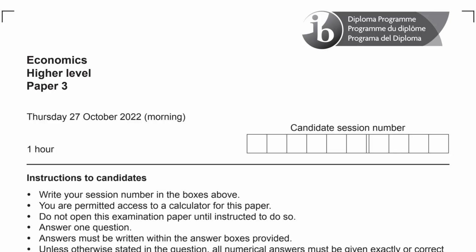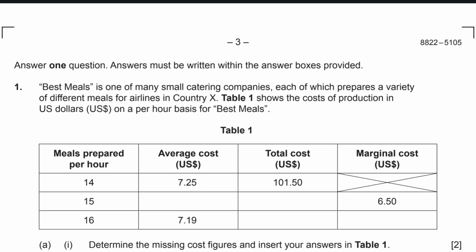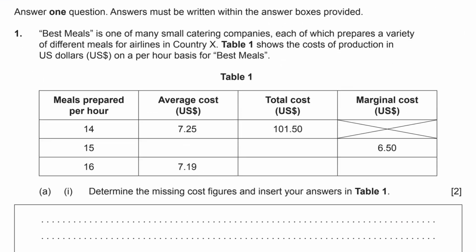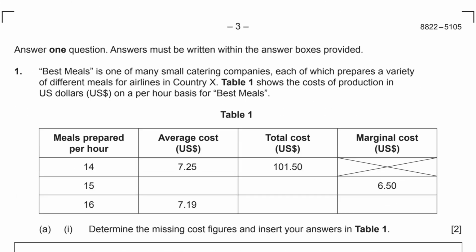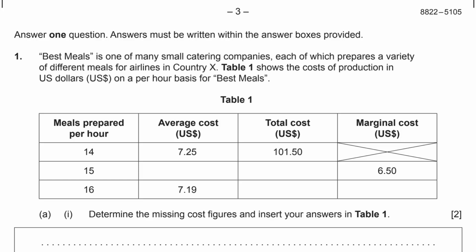Okay, so enough waffle. Let's have a look at some of the questions that we have to do for Paper 3. Now, you only have to answer one question. Down here it says: answer one question, and answers must be written in the answer boxes provided. So I'm going to go through the solutions to question 1 in this video. I'm going to do question 2 in the follow-up video, but for now, let's just do question 1.